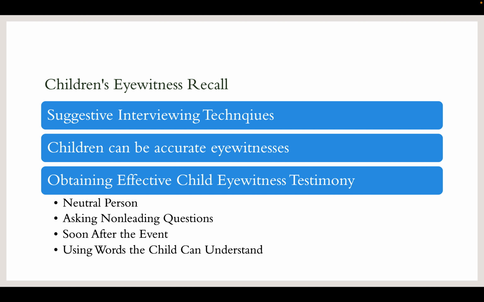However, children can be accurate eyewitnesses, and we can obtain effective eyewitness testimony by following certain guidelines. If it is a neutral person interviewing the child, asking non-leading questions soon after the event occurred, and using words the child can understand, accurate eyewitness recall can be obtained. However, oftentimes the interviewers are so focused on finding out what awful things may have happened that the kids feel pressured to provide the information that they think the adult wants. So, yes, we can get accurate child eyewitness recall, but we have to do it in a non-leading way.